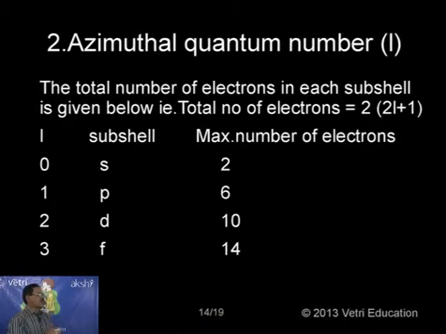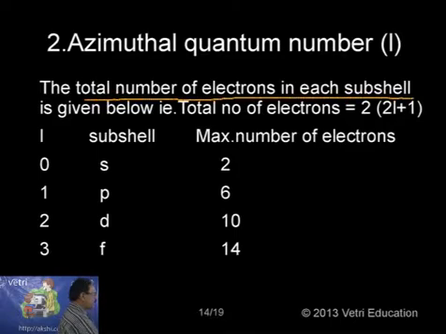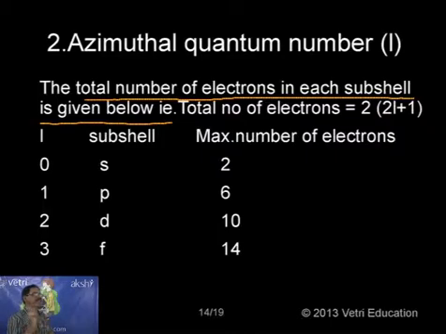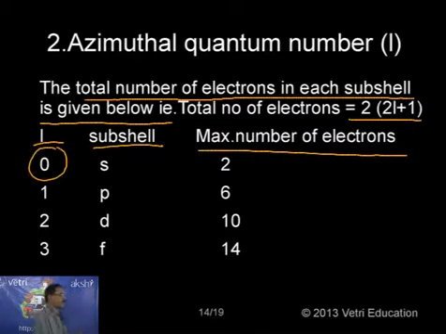Now, some more information on the azimuthal quantum number l. We can also calculate the total number of electrons in each subshell. The total number of electrons in each shell is 2n square. The same way, for each subshell, the equation is 2 into 2l plus 1, where l is the corresponding azimuthal quantum number. Here I have given the list: this is the l value, this is the subshell, this is the maximum number of electrons. If l equal to 0, apply the 2 into 2l plus 1 formula, and you will get 2 as the maximum number of electrons.